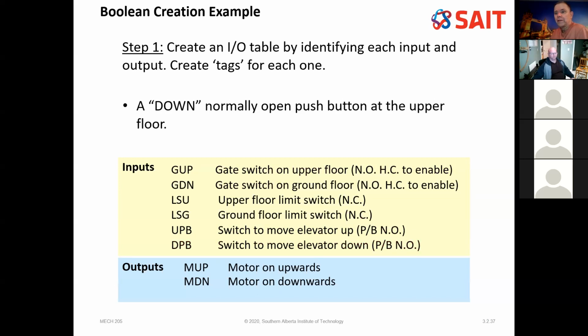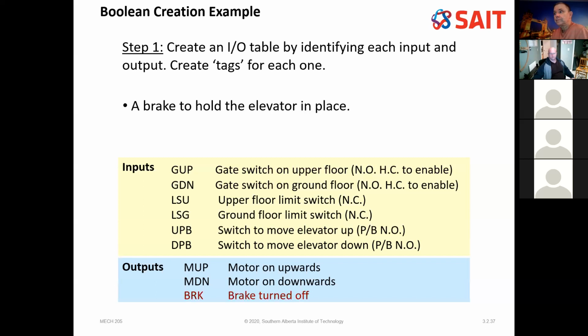And the last output, I think that Adam or Furman mentioned, was the brake. There's a brake that holds the elevator in place, right? And you operate it to turn the brake off, right? So when you operate them, the brakes turn off. They don't turn on. They release the brakes when you operate them, for safety's sake. So these are the inputs and outputs that we're going to use.